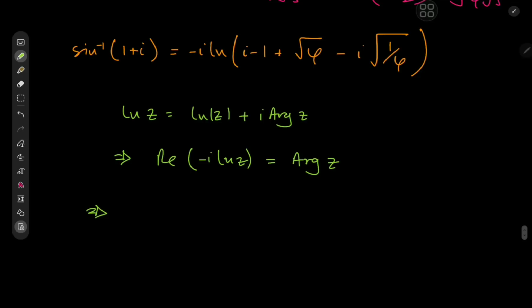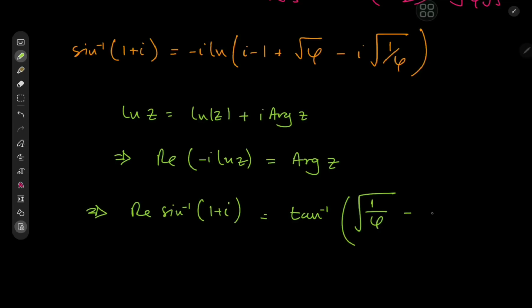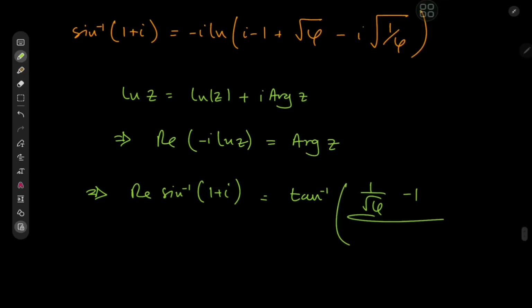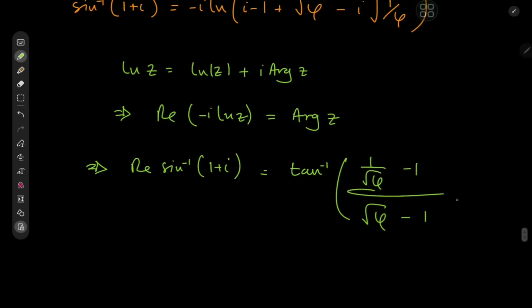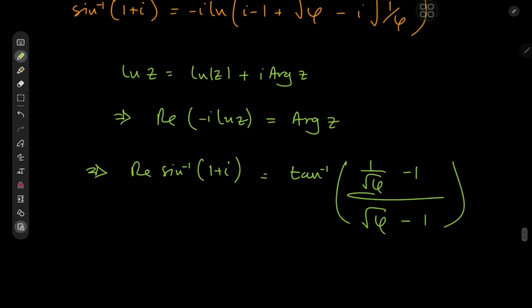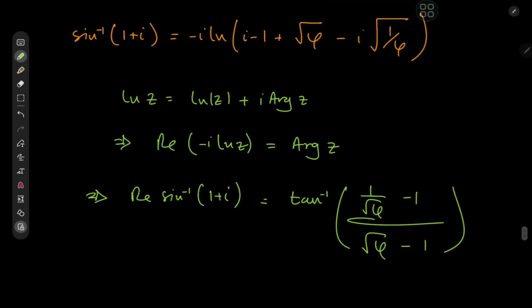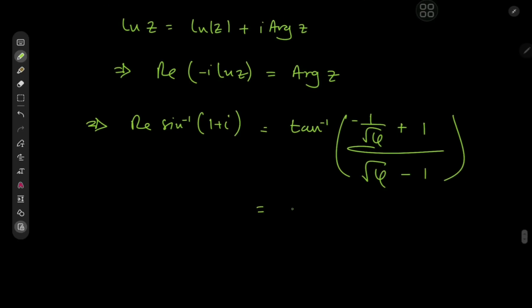So this implies that the real part of the inverse sine of 1 plus i equals the inverse tangent of, let's see, the imaginary part is root 1 by phi minus 1, correct? So that's just 1 by root phi minus 1 divided by the real part, which is just root phi minus 1, which looks, no, wait, yep, it's exactly that. I actually wrote the imaginary part wrong. It's a negative sign here and a plus sign over here. Much better. Now everything's making sense.